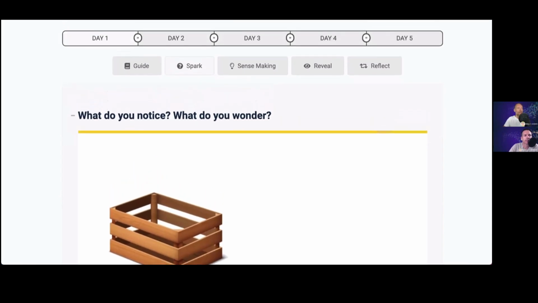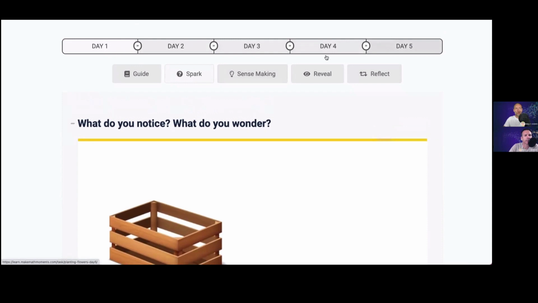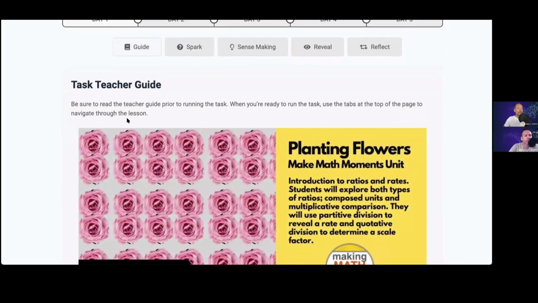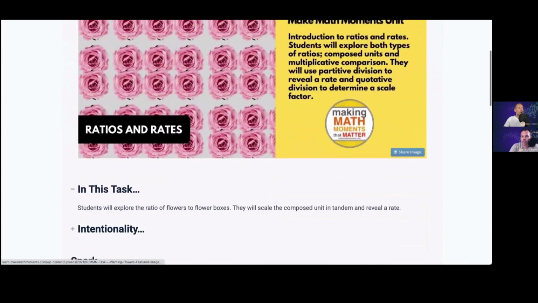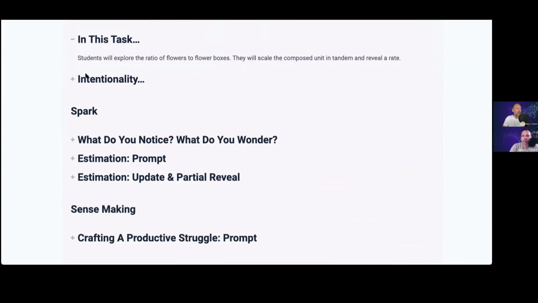So what we started developing was, as Jon said, multi-day units with teacher guides that are really clear and intentional. So you'll notice up at the top that you'll get a general sense of what's going to happen. In this particular task, called planting flowers, we talk about exploring the ratio of flowers to flower boxes, and they'll scale the composed unit in tandem and reveal a rate.